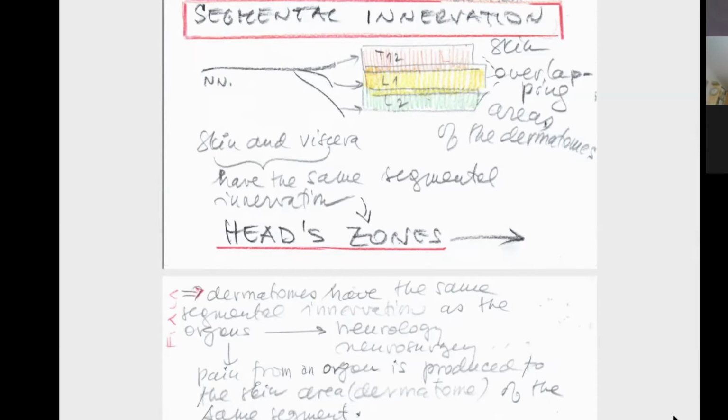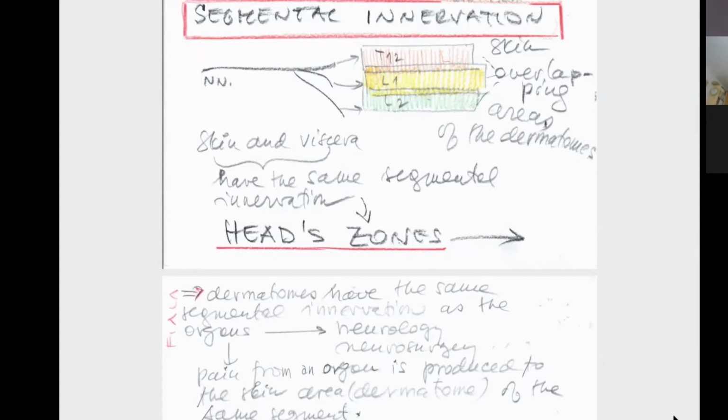How to summarize these facts? Again, a head zone is the part of the body which has the same segmental innervation projected from the viscera to the surface of the body, to the skin. That means that the pain from one internal organ is also registered as pain found in the skin area, in the dermatome.